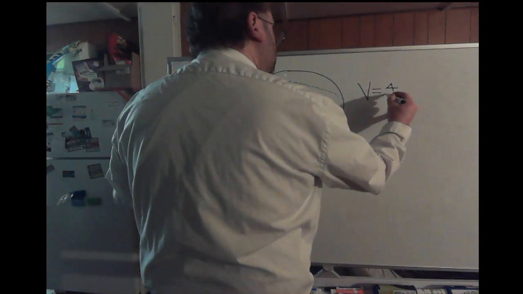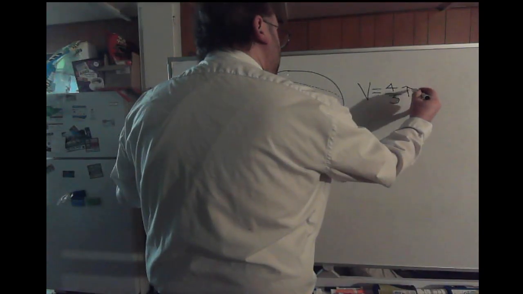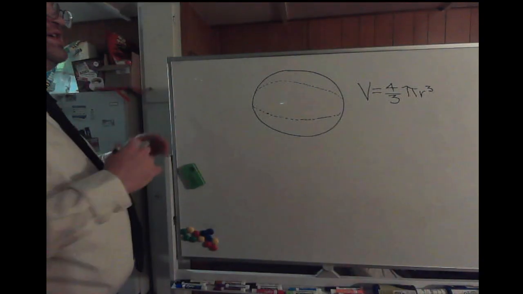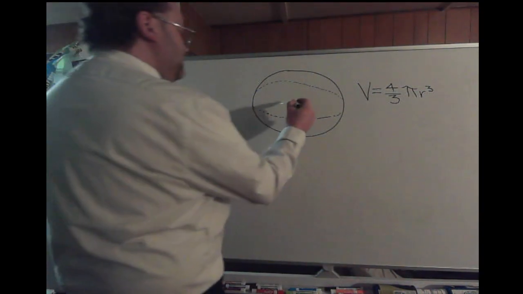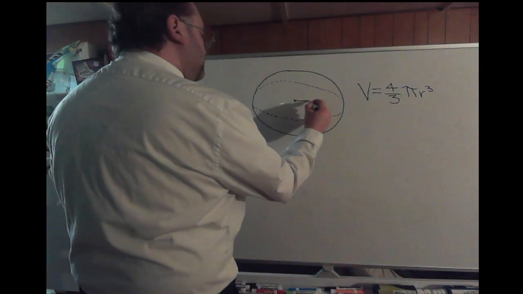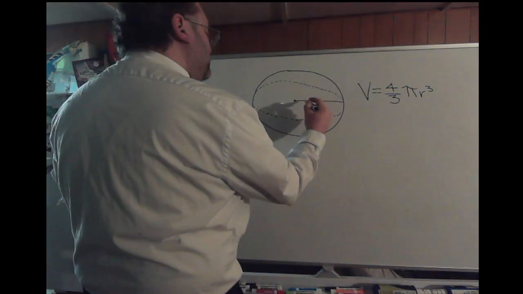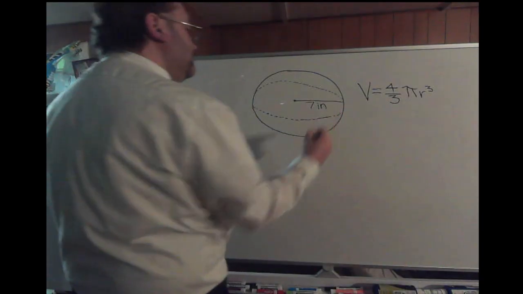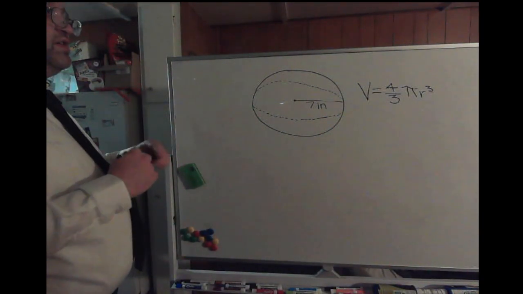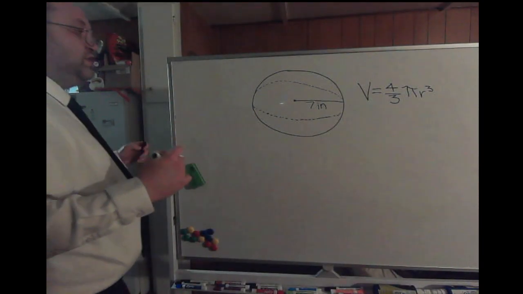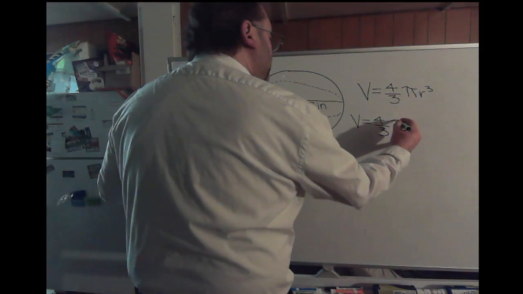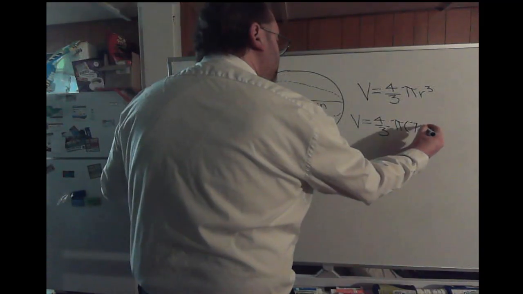The volume for a sphere is going to be 4/3 times pi times the radius to the third power. 4/3 times pi times the radius cubed. So let's find the center of the sphere. Let's say the radius is going to be, we'll say 7 inches. 7 inches for the radius of the sphere. So we want to find the volume. That's going to be, in this case, 4/3 times pi times that 7 inches to the third power.